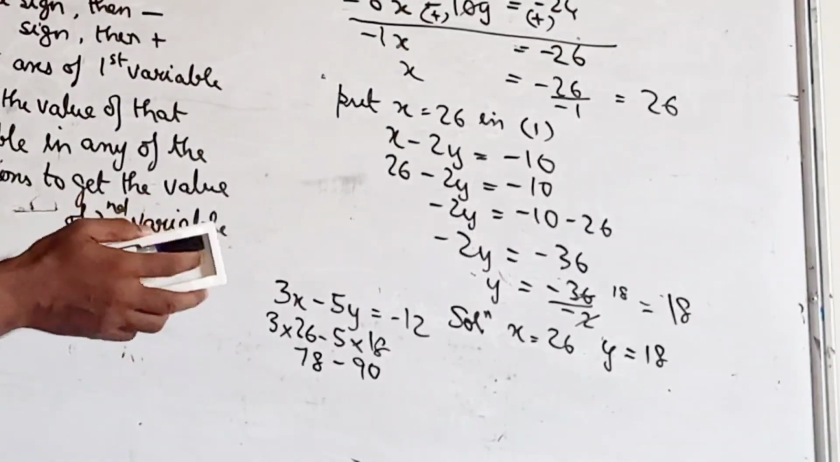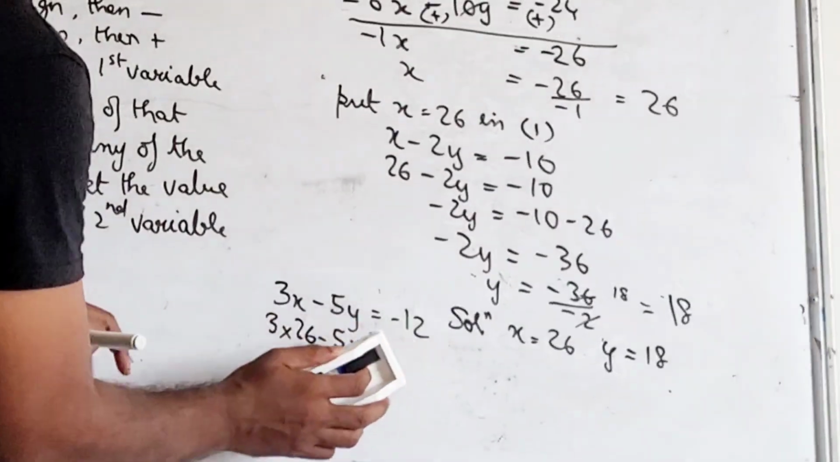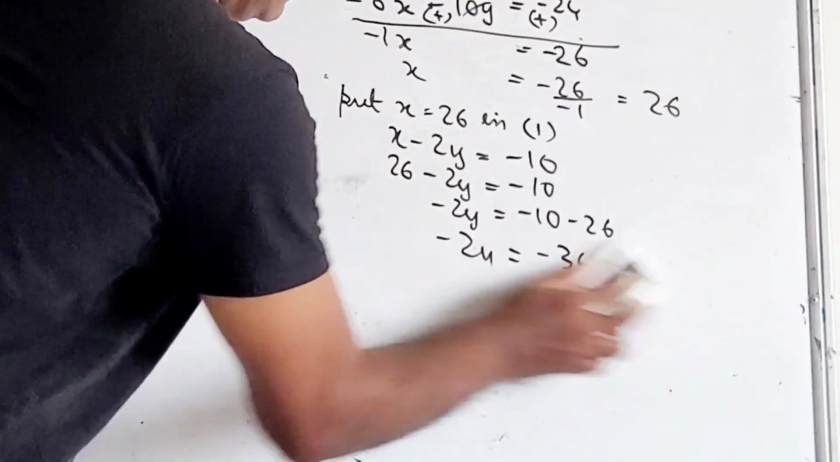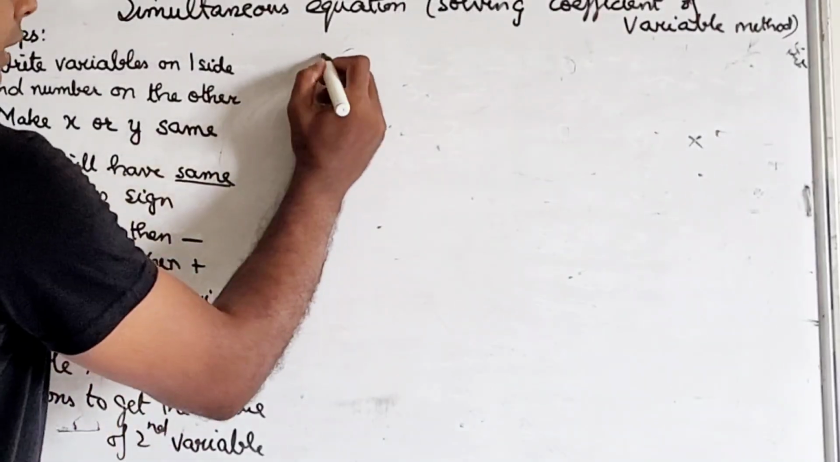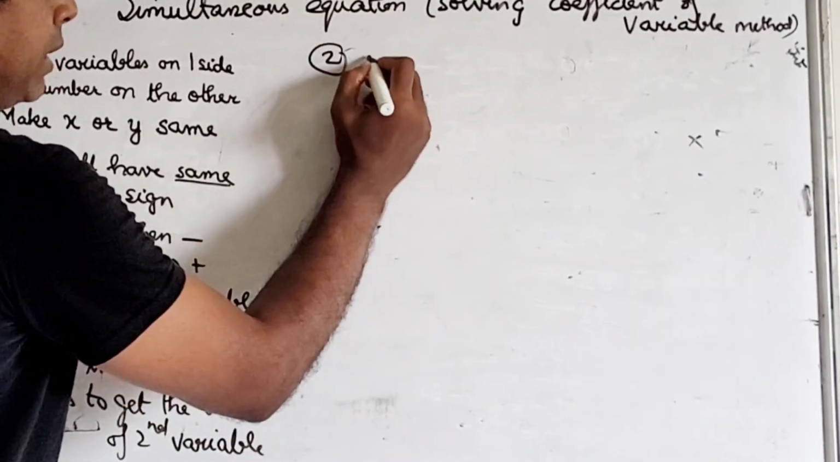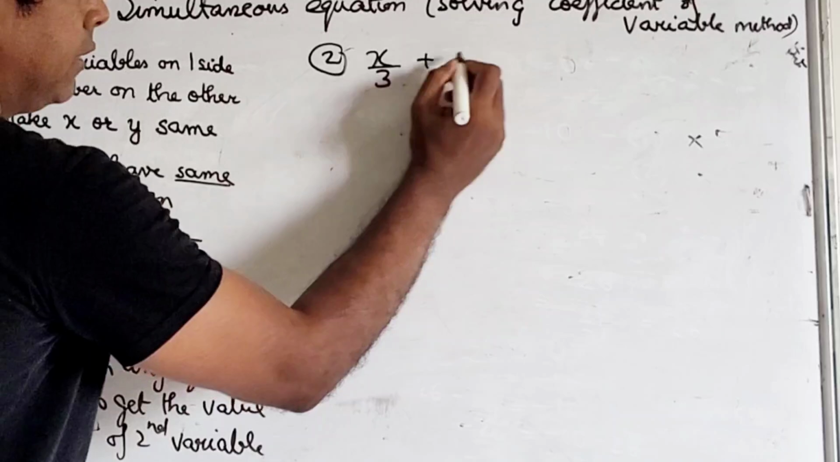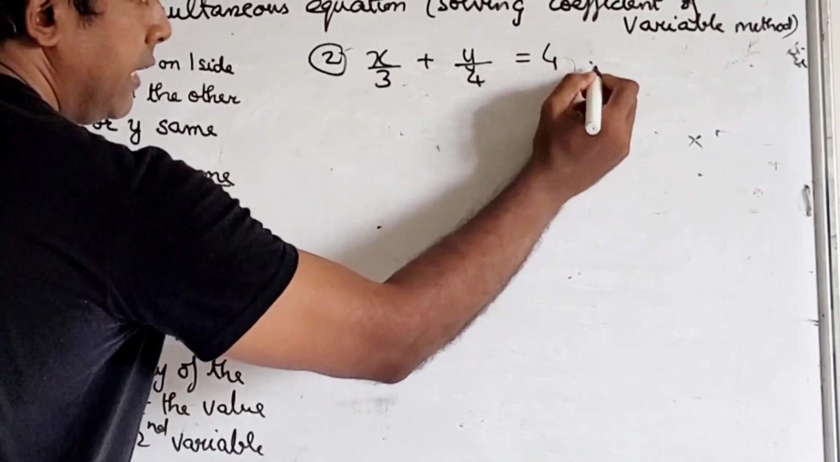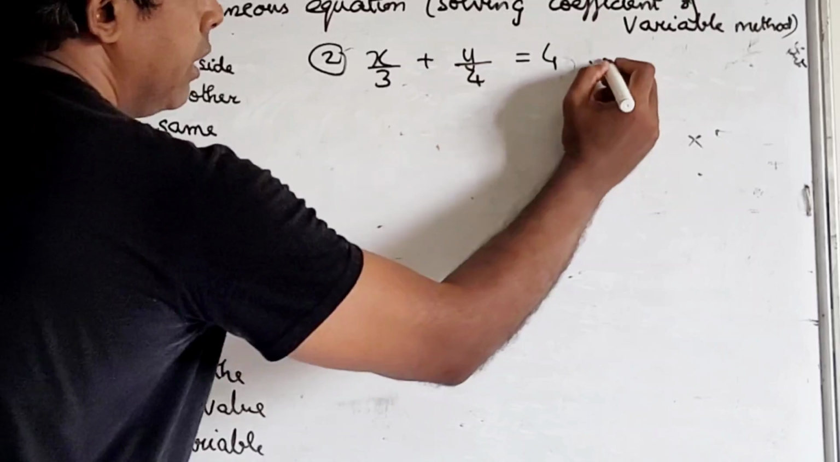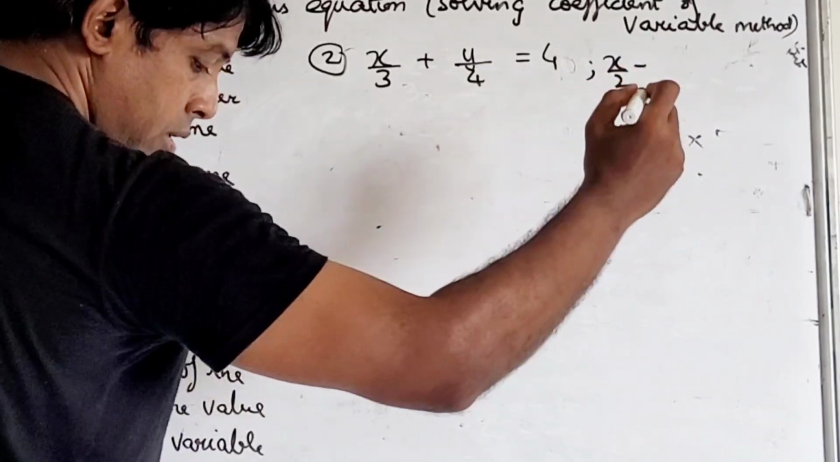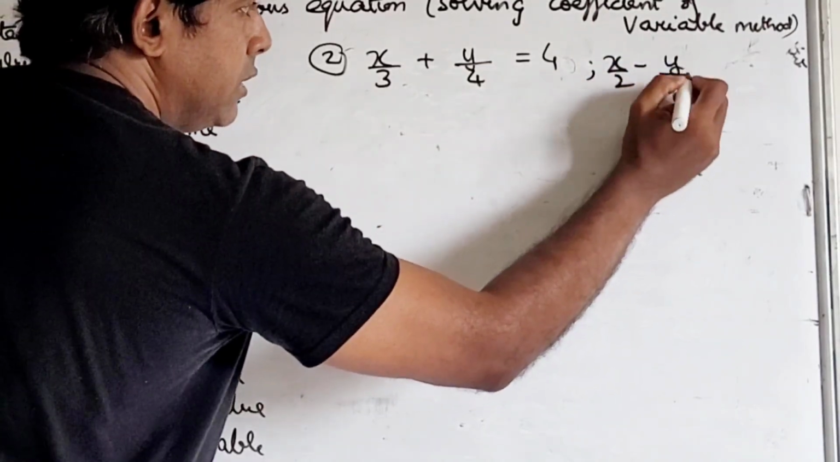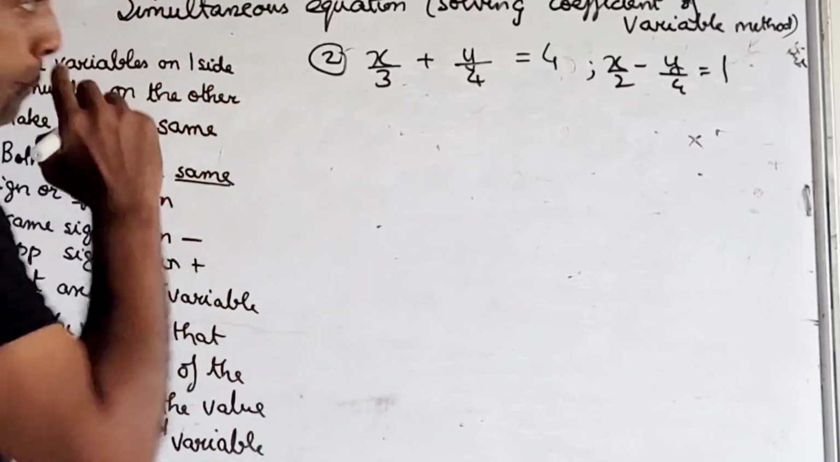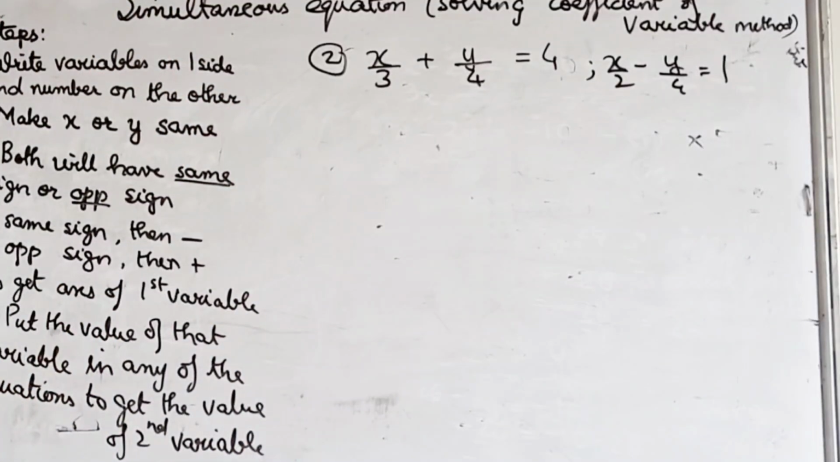Now this was a very simple example. Let's increase the level. I give you something like this: x upon 3 plus y upon 4 is equal to 4, and the second equation is x upon 2 minus y upon 4 is equal to 1. In this case, what you see is they are in the form of fractions.